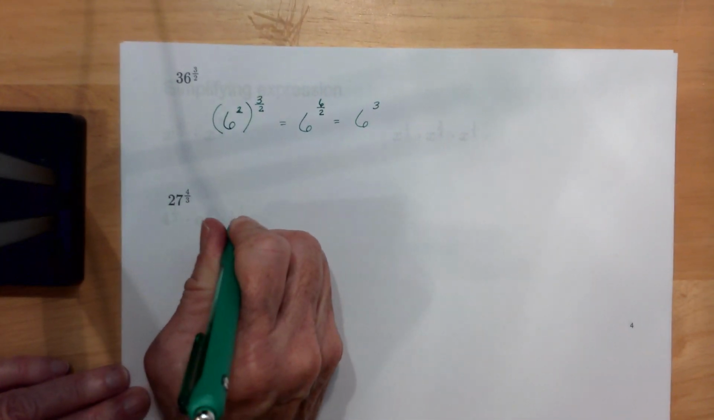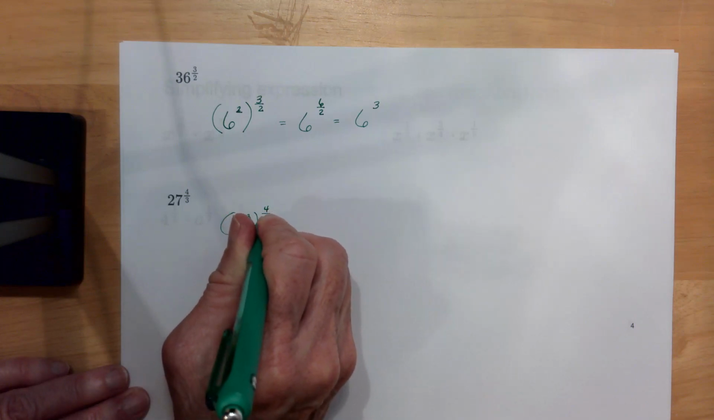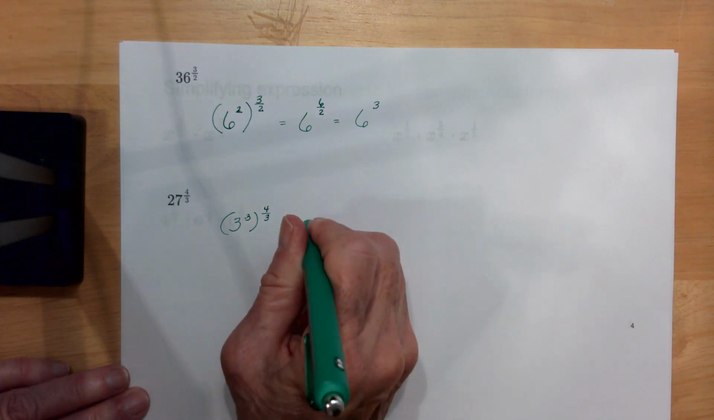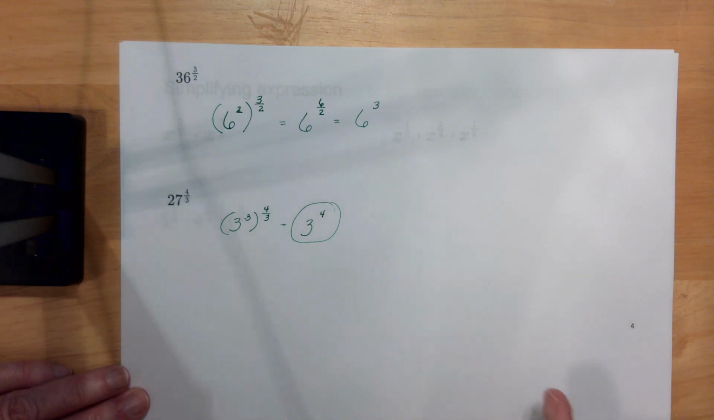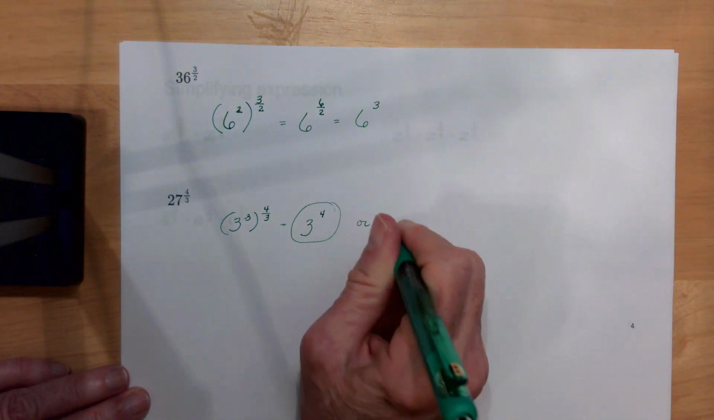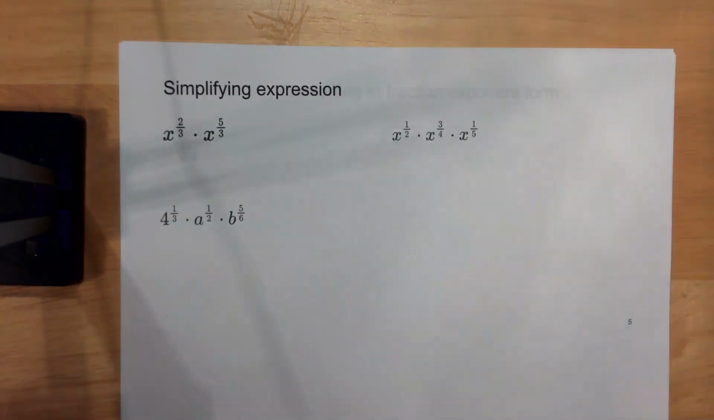27, I can write as 3 to the 3rd power, raised to the 4/3 power. Power raised to a power, I'm going to multiply, so that's going to give me 3 to the 4th power, which would be 3 times 3 times 3 times 3, or 81. You can always do those on your calculator.